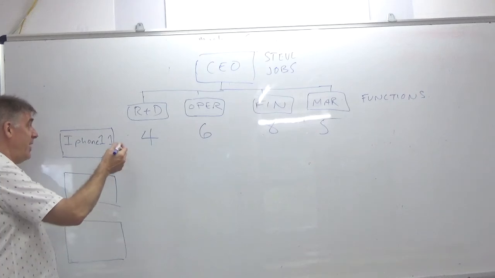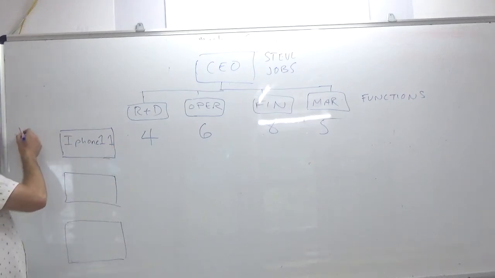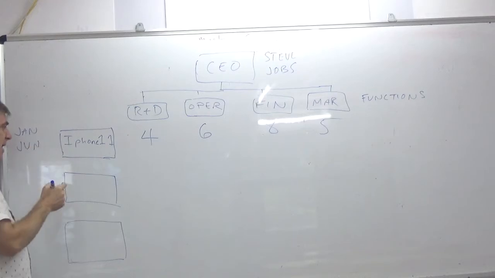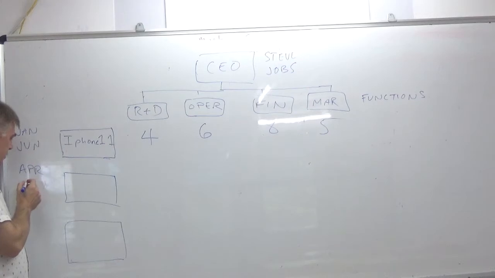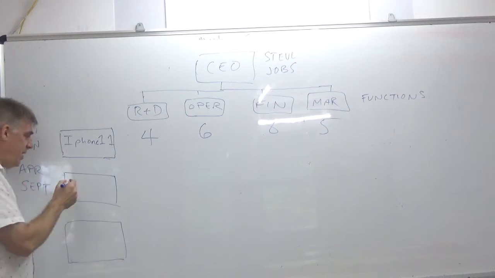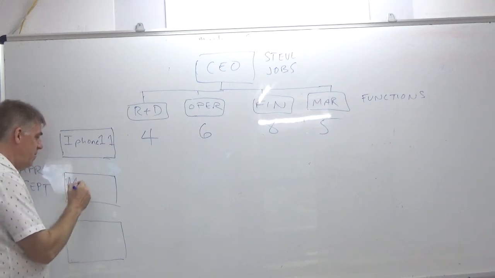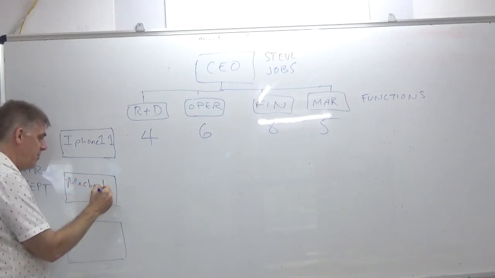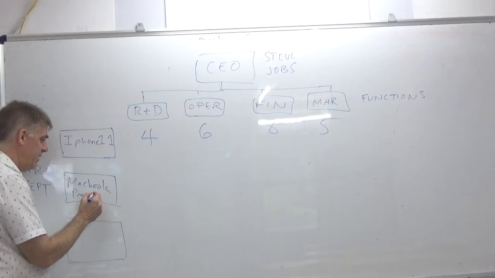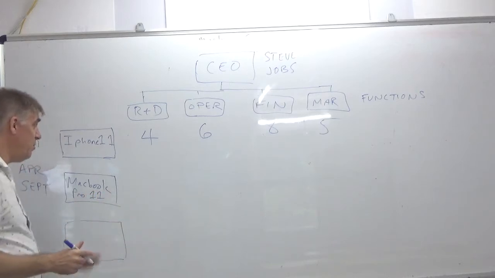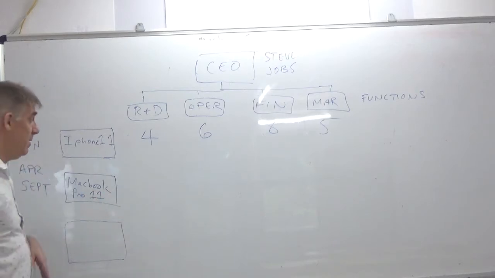So this project is supposed to go, let's say, from January to June. And this project is going to start in April. It's going to go from April to September. What is this? Well, they're going to do the new MacBook. Yay, okay, you got the MacBook Pro 87 or 11 or whatever it is. It's a new one. New MacBook.